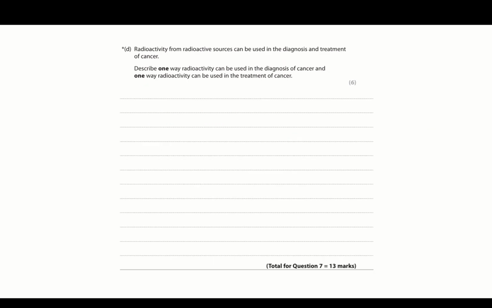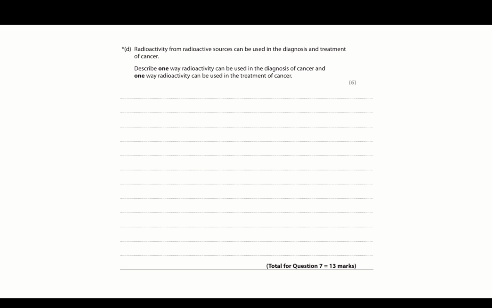On to the next one. Big common 6 marker now. We've got radioactive tracers. And we know we'll have a protein that can attach to a tumour. We'll put a piece of radiation on it, usually gamma radiation, and then we'll inject it. So that's tracers. But we also know we've got the gamma knife. We could also talk about alpha and beta implants. So really, there's a lot that you can pick here.